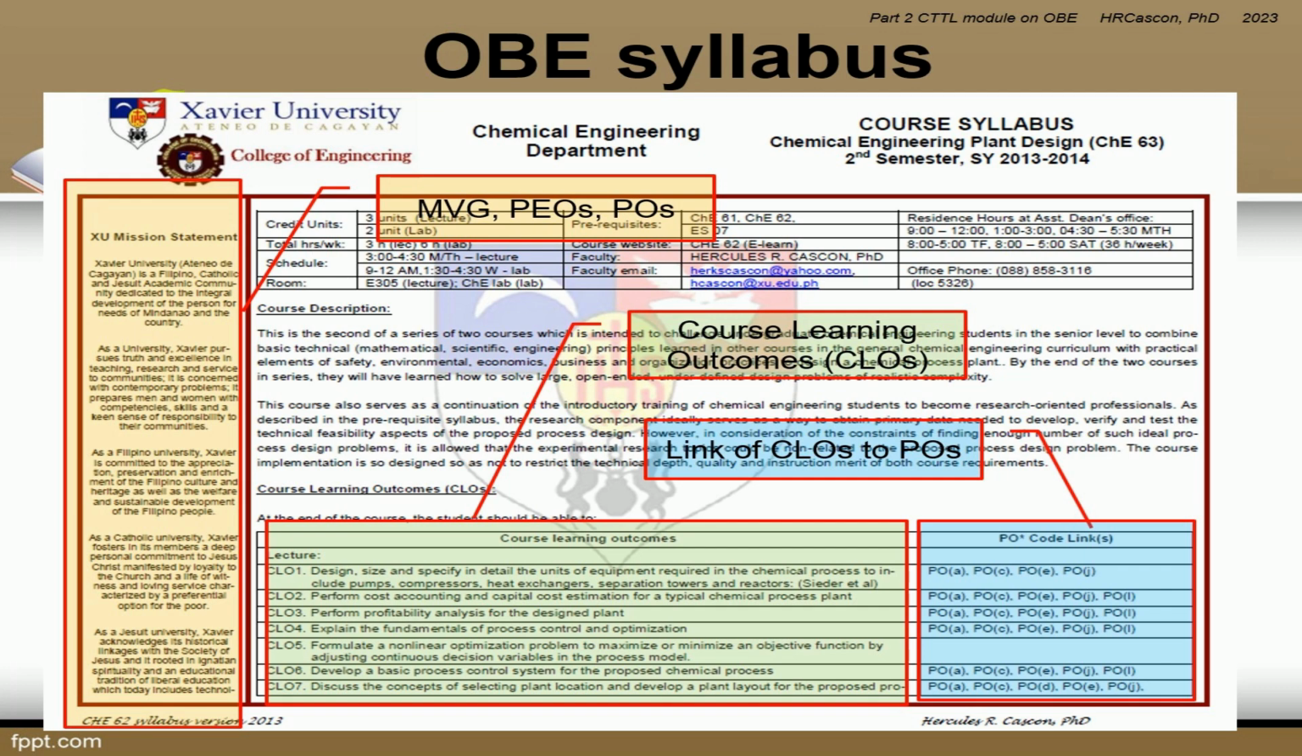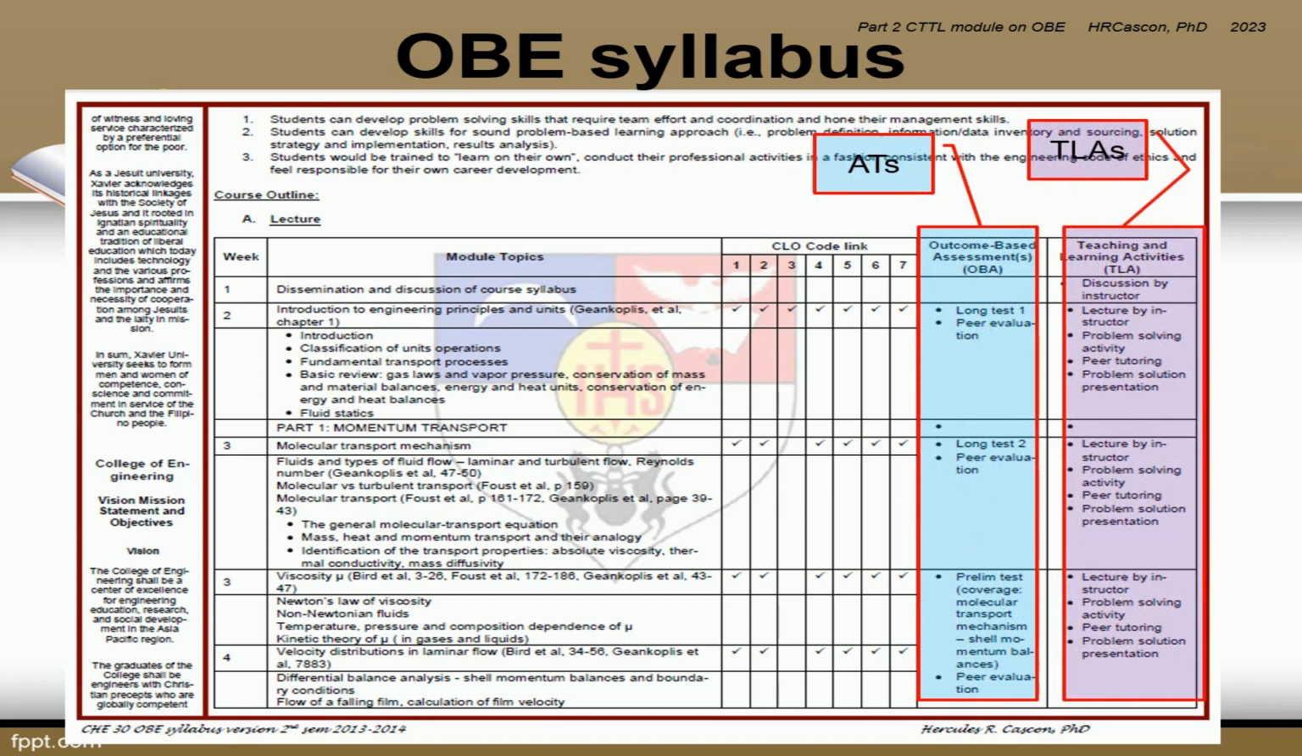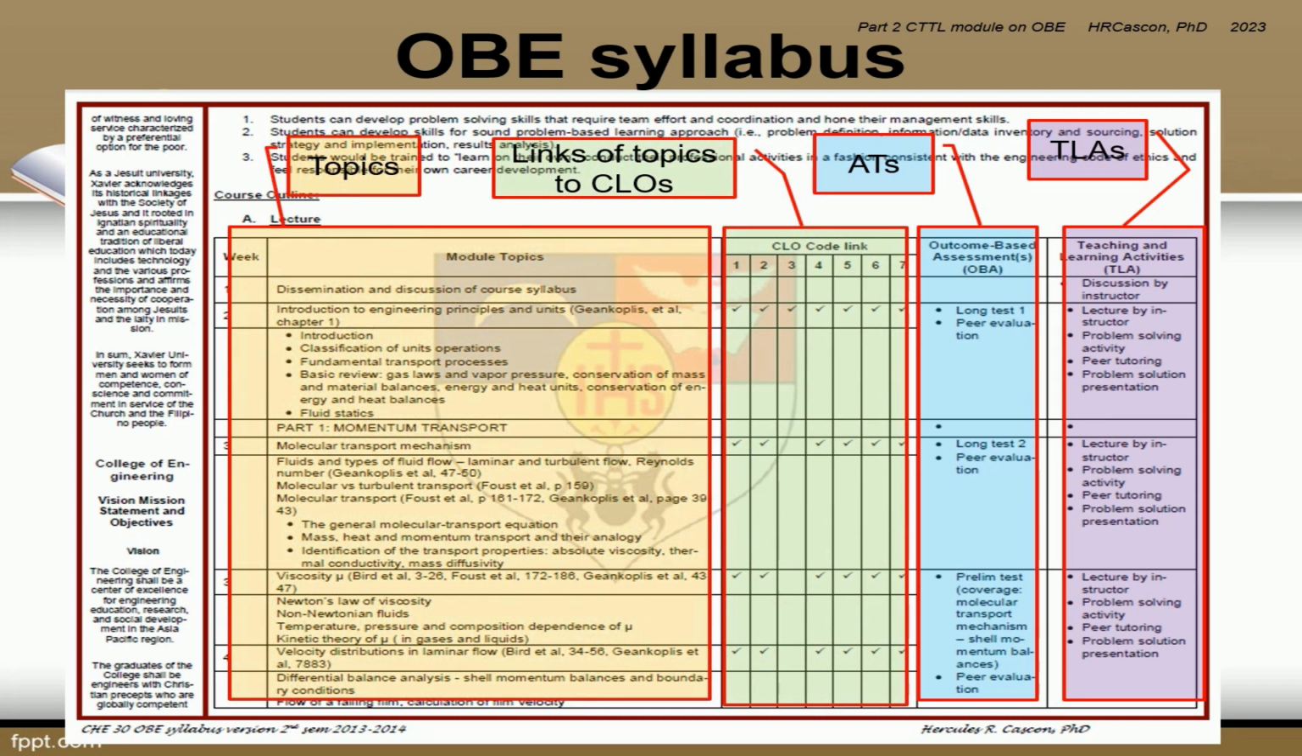This is another screenshot of the same OBE syllabus. We describe similar alignment between assessments and teaching-learning activities. A CLO link matrix is embedded in the list of topics for the course, which connects the assessments and teaching-learning activities to the CLOs.